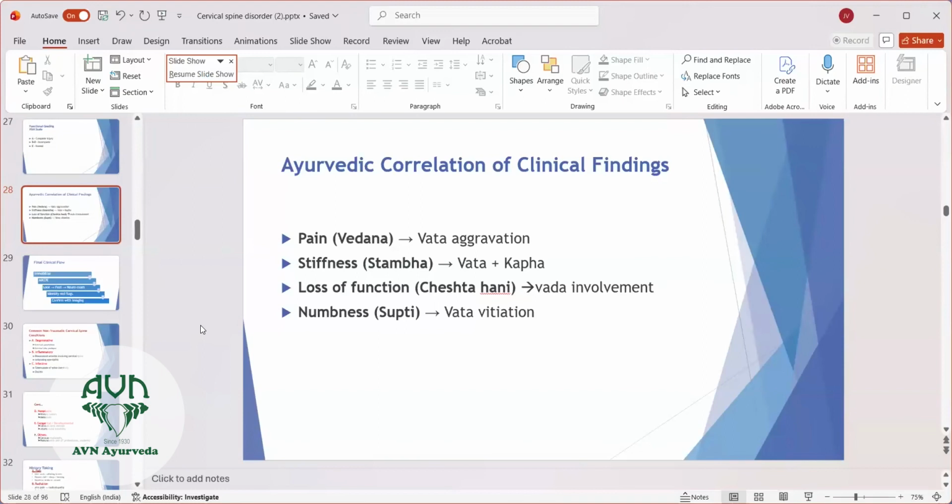Neurotmesis means complete transection of the spinal cord, where the recovery rate is very, very poor.